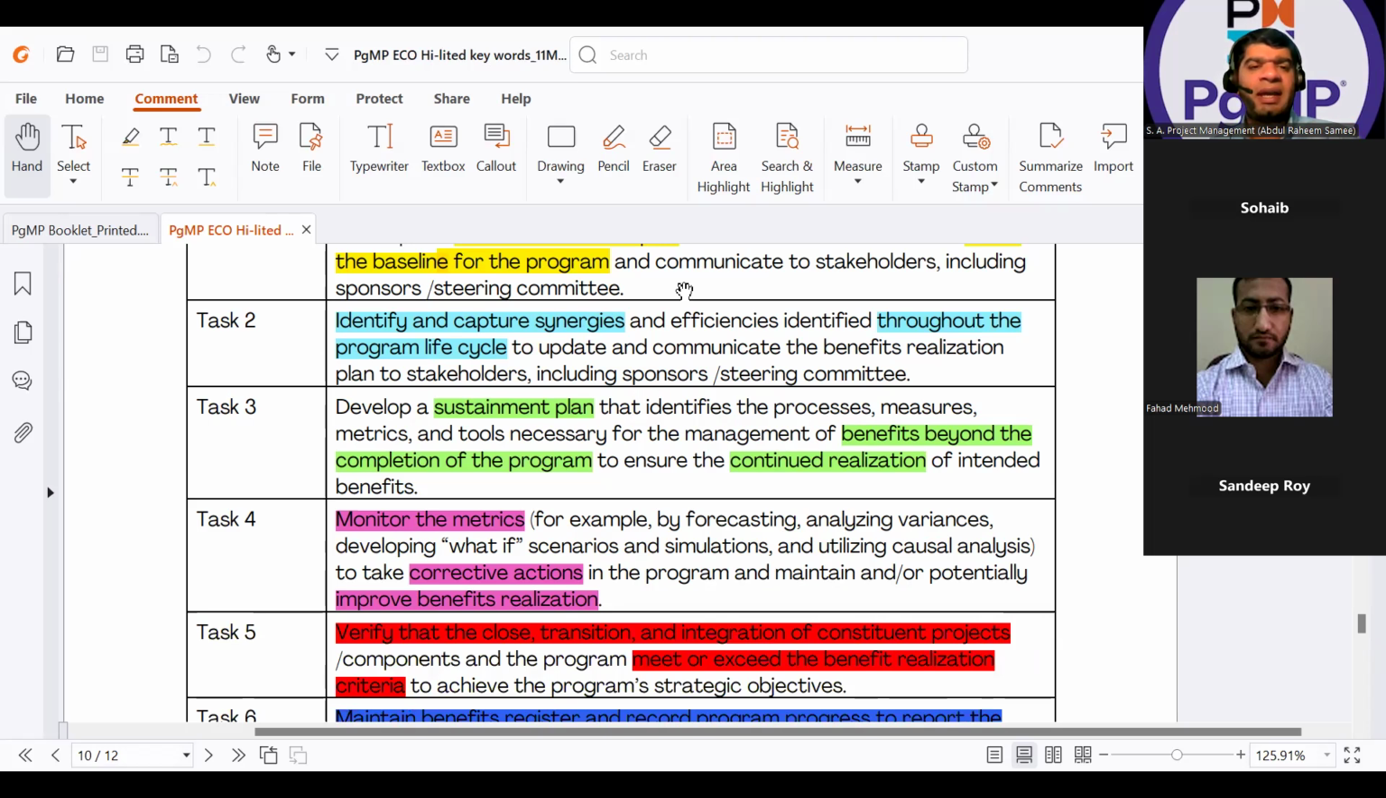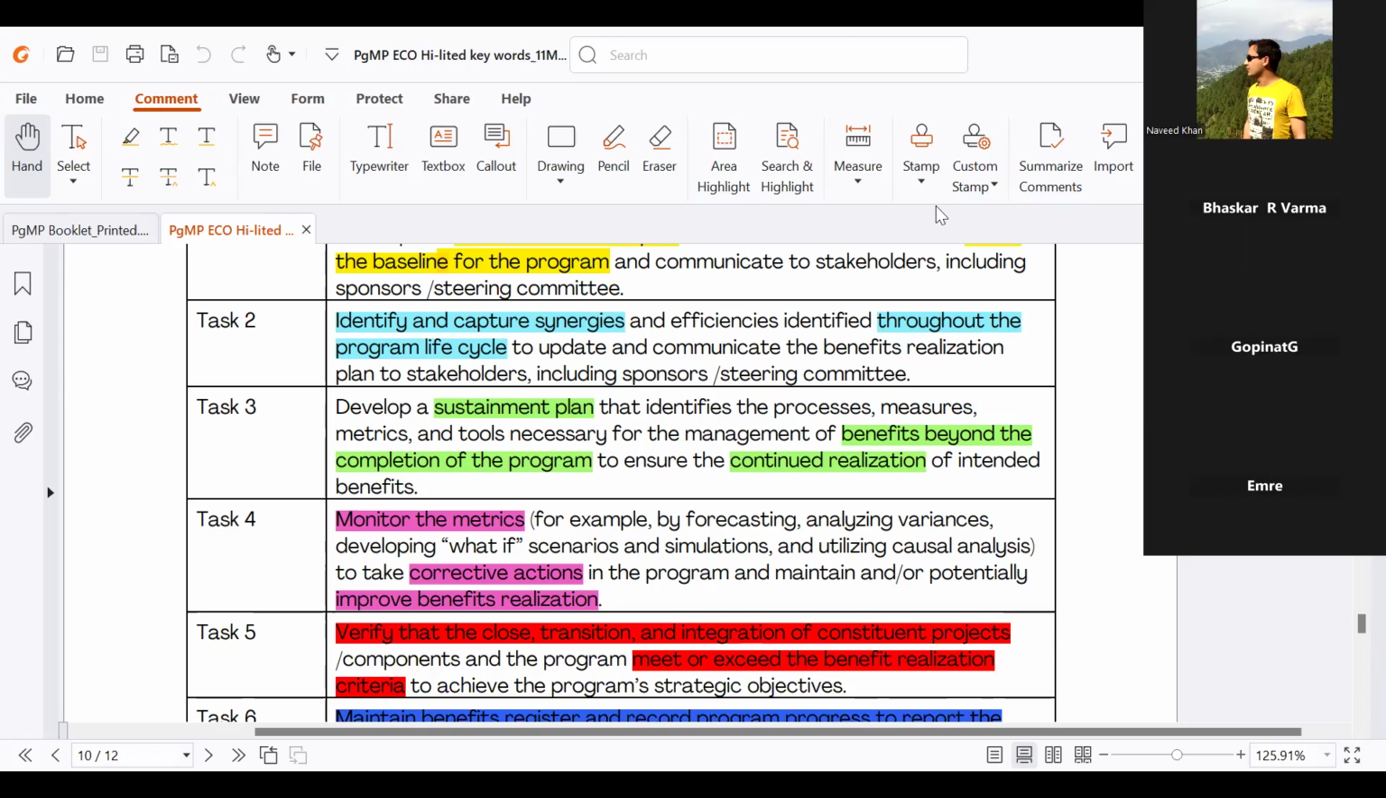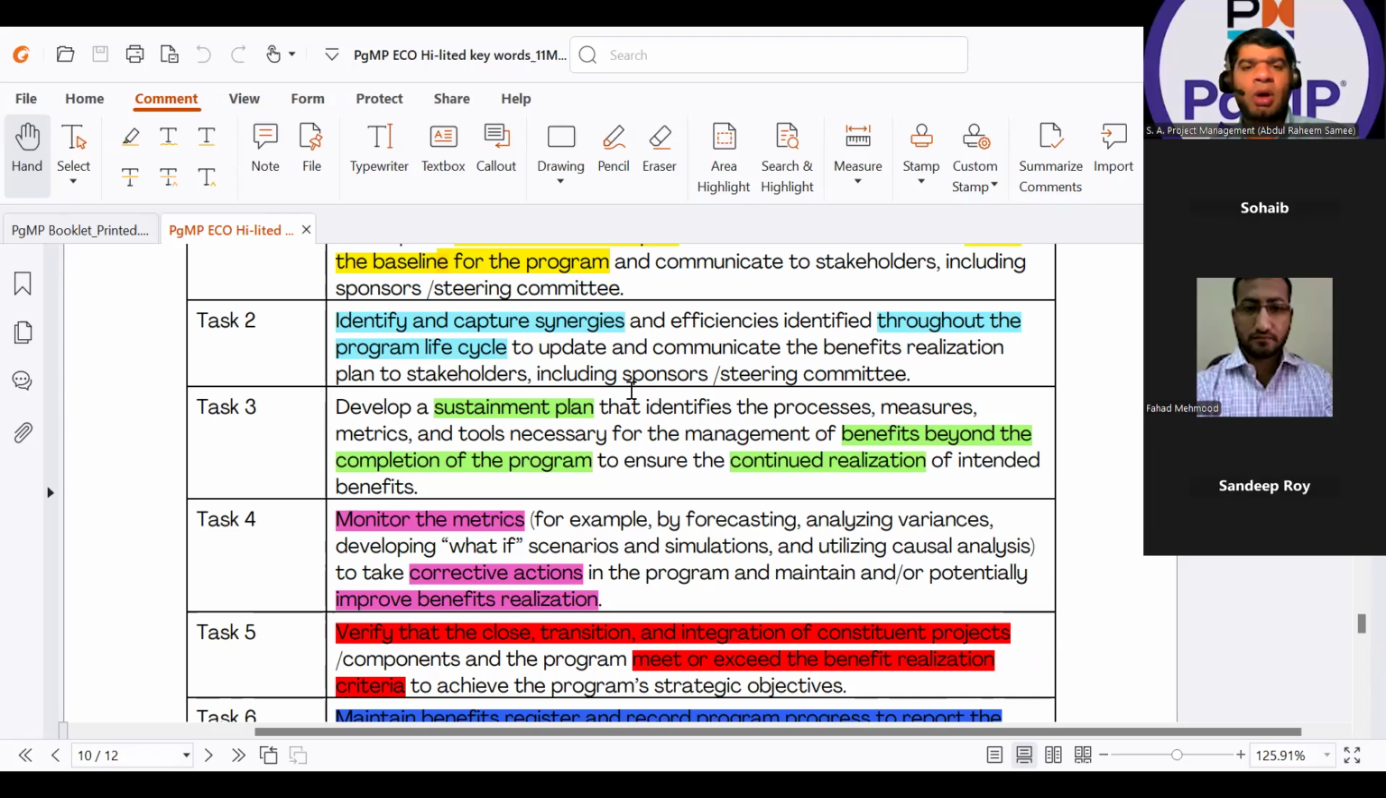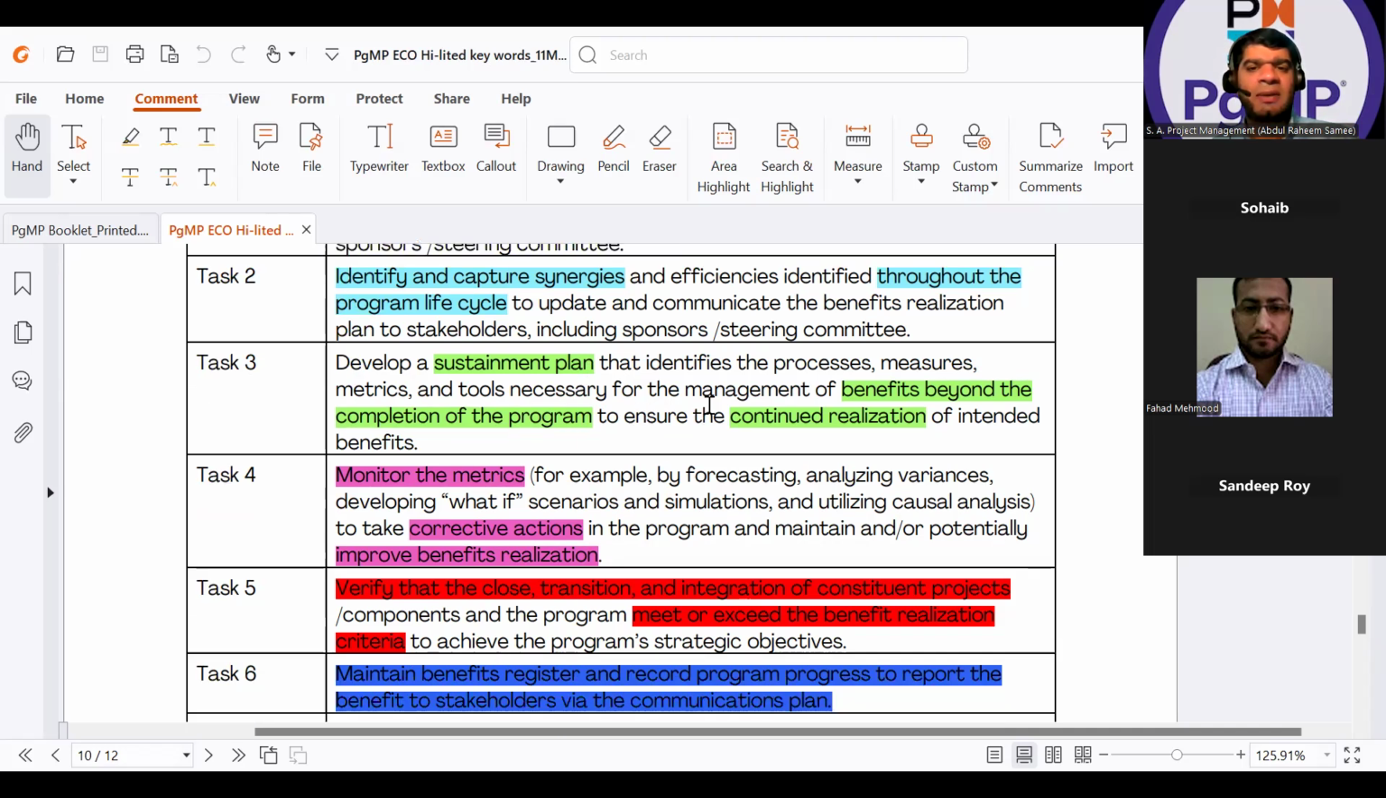Task 2: identify and capture synergies and efficiencies identified throughout the program lifecycle to update and communicate the benefits realization plan to stakeholders and sponsors. Whatever plan I'm making in the program lifecycle, I need to communicate to my stakeholders. Develop a sustainment plan that identifies the processes, measures, metrics, and tools necessary for the management of benefits beyond the completion of the program. Straightforward question: sustainment plan to ensure continued realization and continued availability, everything is your sustainment plan or sustainment activity.